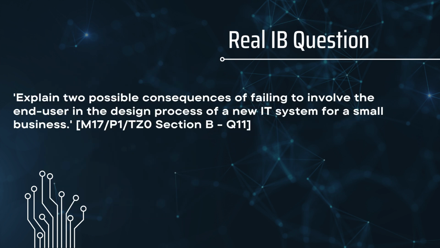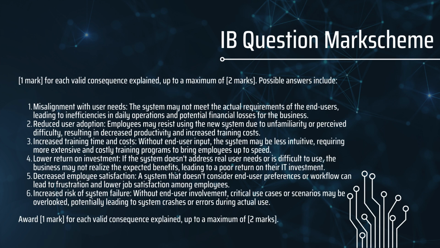Now we can also have a look at a real IB question. This IB question is from May of 2017, paper 1, time zone 0, section B, question 11. Explain two possible consequences of failing to involve the end user in the design process of a new IT system for a small business. And possible answers from the mark scheme.